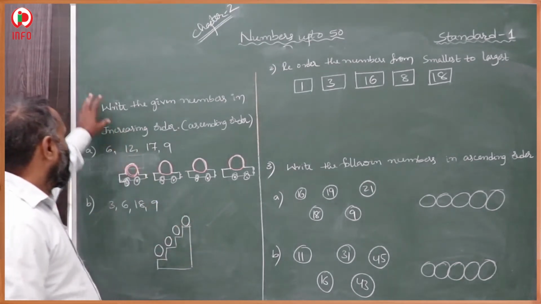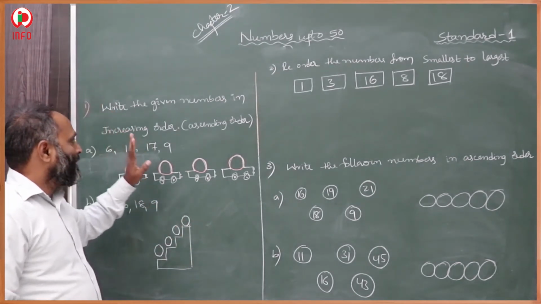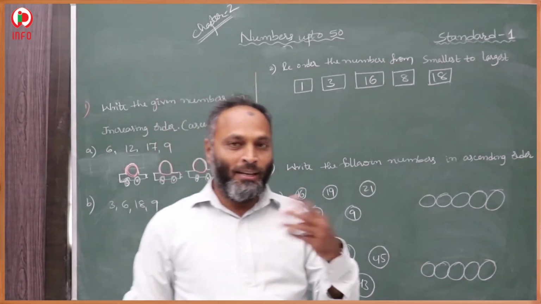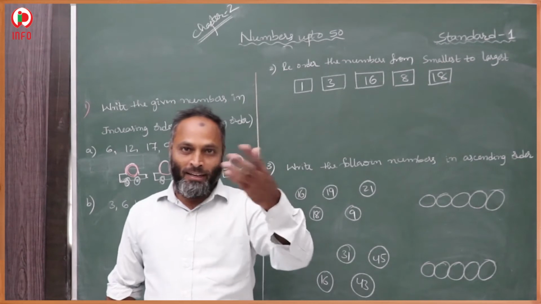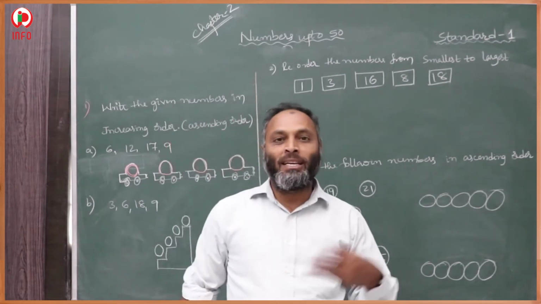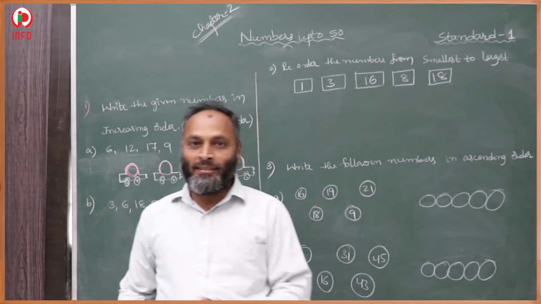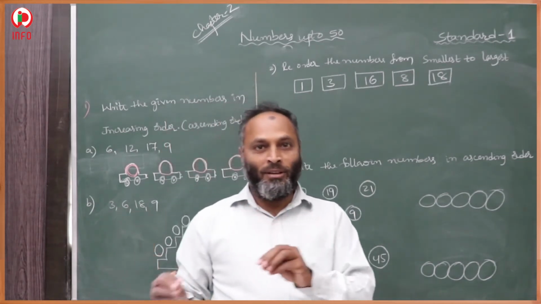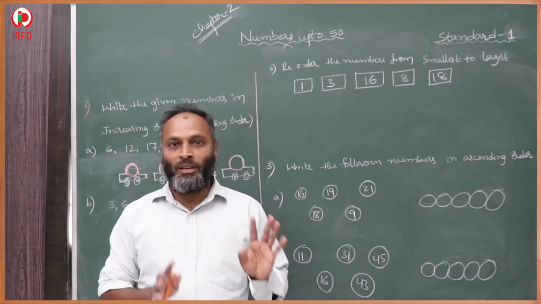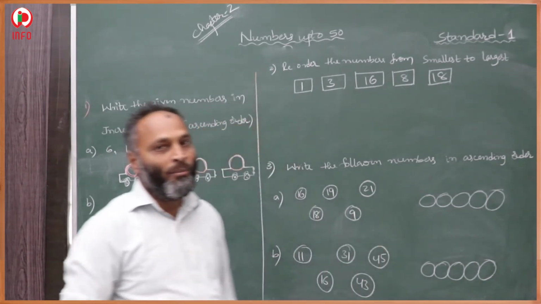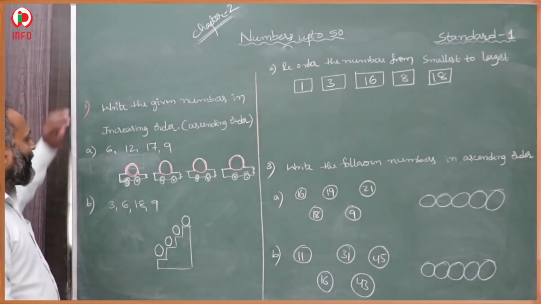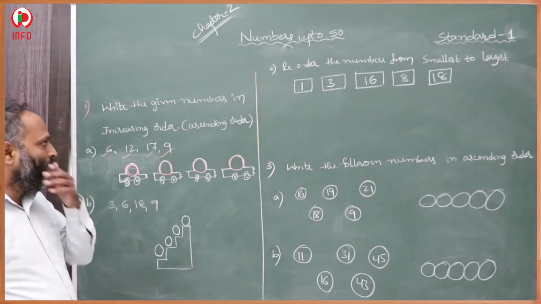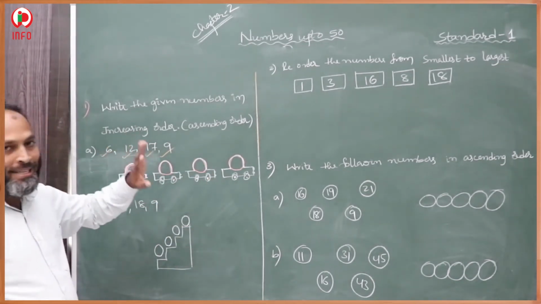Now here, write the given numbers in increasing order. Increasing means first we take the smaller, then a little bit bigger, a little bit bigger, and then the biggest. Ascending means increasing order. Ascending is also called ascending order. Increasing means smaller to larger, smaller to bigger. We have to keep smaller to bigger numbers. Here 4 numbers are given. This is the first number, this is second, this is third and this is fourth. Increasing order means ascending order.